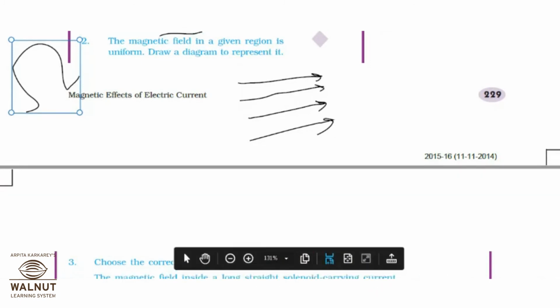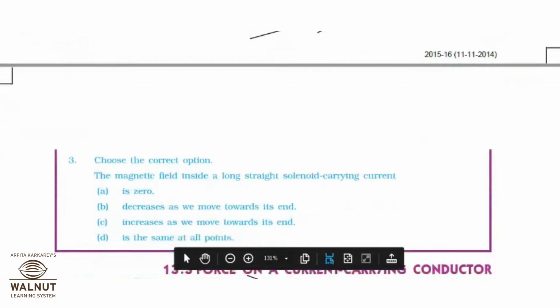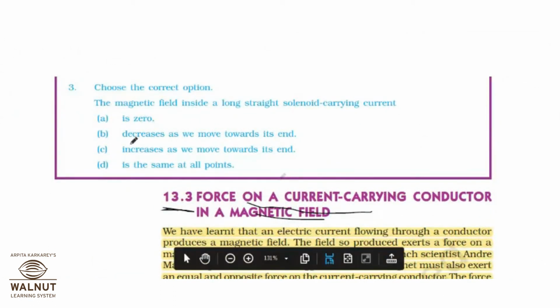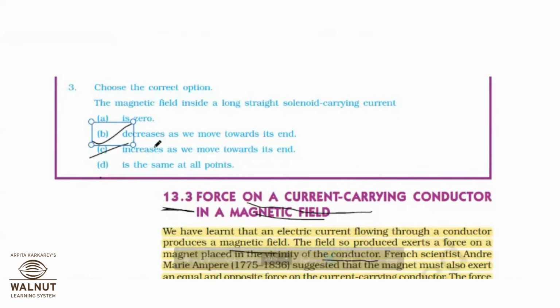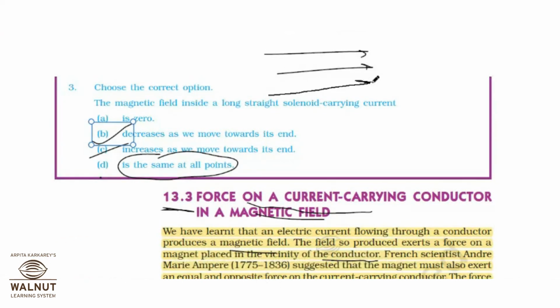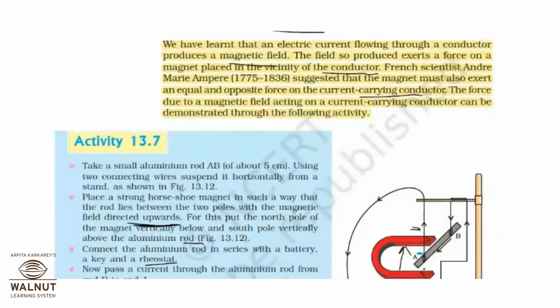Then the third one is choose the correct option. The magnetic field inside a long straight solenoid carrying current is... How is it? Is it zero, or does it decrease, increase, or is it the same at all points? Yes, it is the same at all points. We have seen that inside the solenoid, the field lines are parallel. Parallel means they are uniform. Okay, so this is the question.